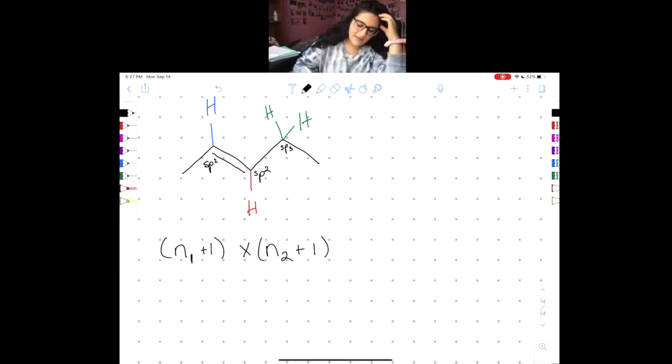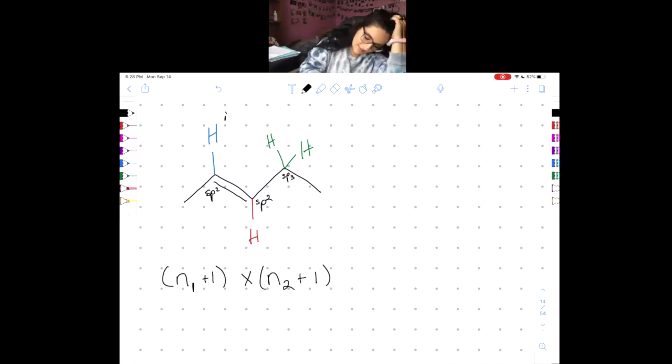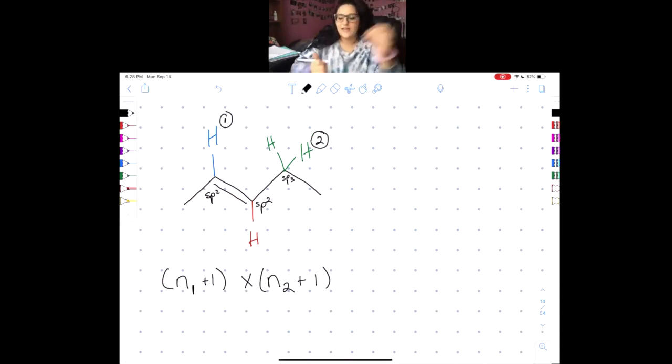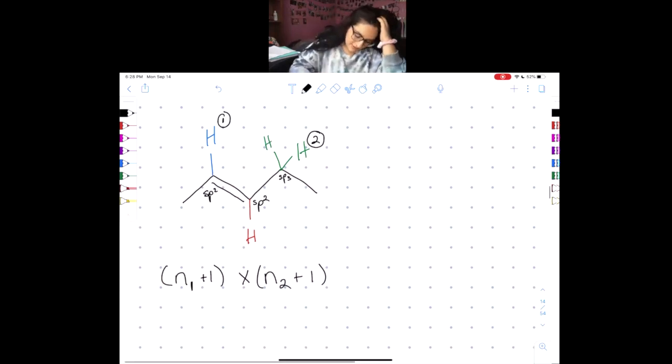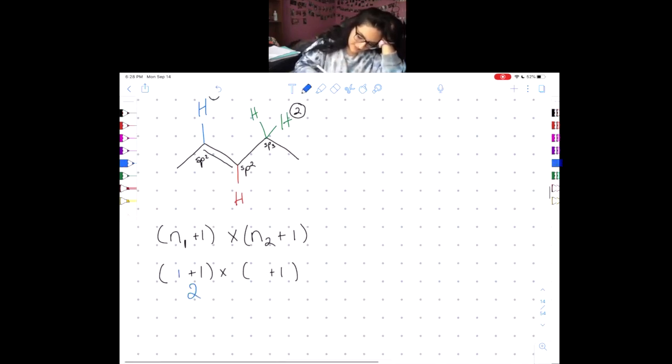And the reason I do it that way is because each of our neighbors are going to count as separate entities for now. So I'm going to call this neighbor 1 and this neighbor 2, just because I like going from left to right. So if we continue with our rule, we have 1 blue neighbor. 1 plus 1 is going to give us 2. And then we have 2 green neighbors. 2 plus 1 is going to give us 3.